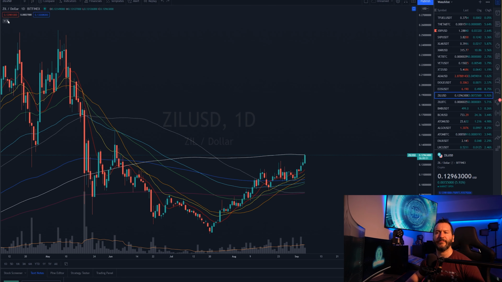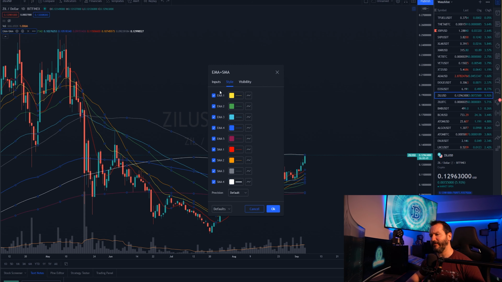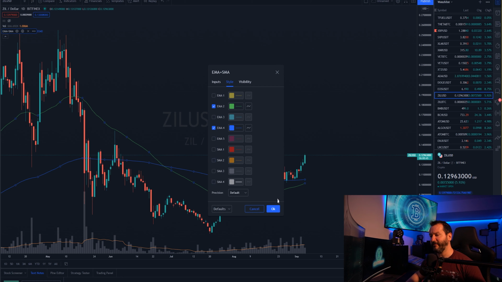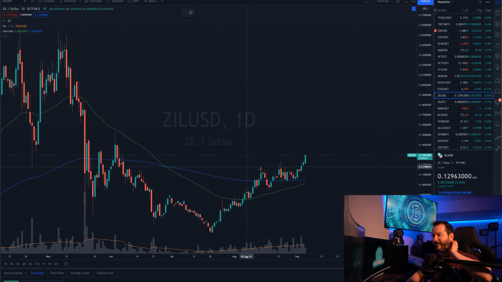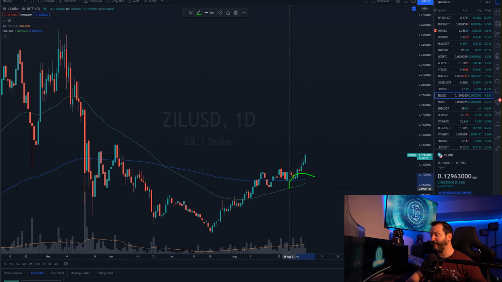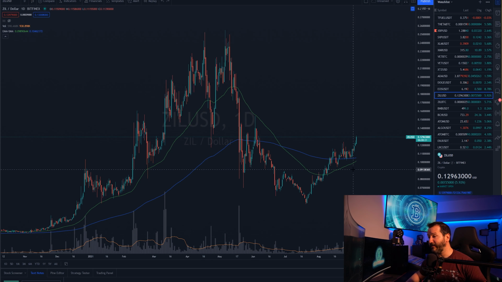I'm just going to look at something else here. I'm going to come over to my moving averages. I do see a potential golden cross on the horizon here. That has not happened just yet. But we do see that the green 55 is getting very close to the 200 EMA here. And we do see the 200 EMA serving as quite a bit of support back here as well. And so we may get a golden cross on Zilliqa sometime soon here.